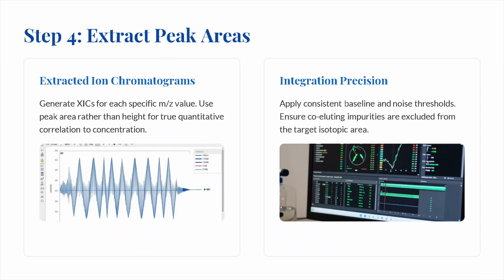Next, we extract peak areas for each isotopic species. This is done using extracted ion chromatograms, or XICs. It's important to use peak area instead of peak height, because peak area accurately reflects the actual concentration. We must also ensure proper integration by applying consistent baselines and excluding noise or impurities. This ensures precise quantitative results.